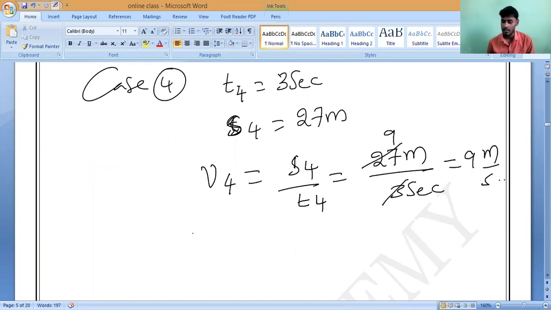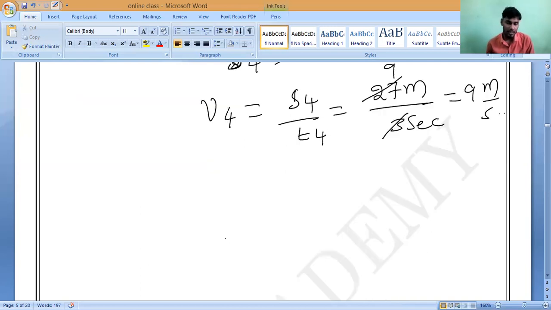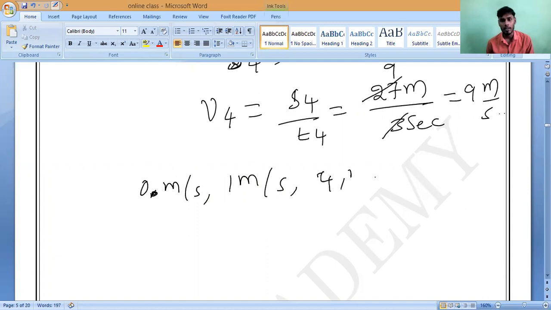So by this time you can understand what it is: increasing velocity, correct or not? First one is 0 meter per second. Next one is 1 meter per second. Next one is 4 meter per second. Next one is 9 meter per second. So it keeps on increasing, correct or not?